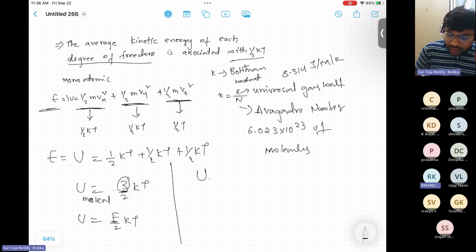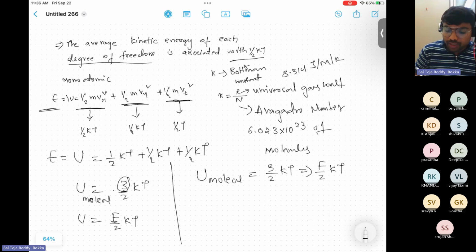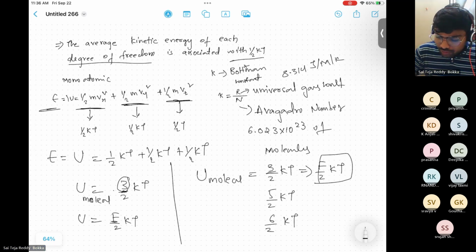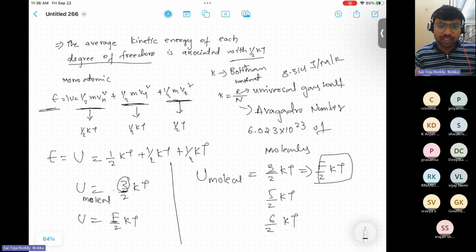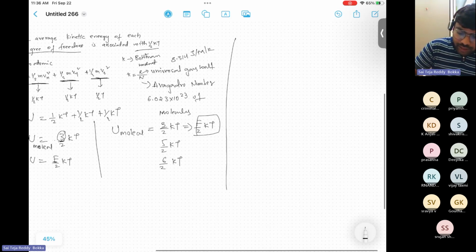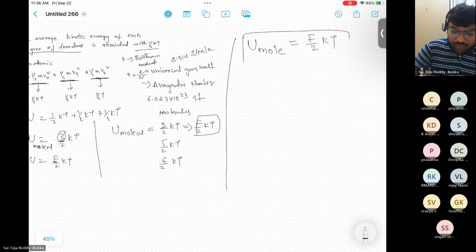So we are talking about a molecule now. The internal energy of a molecule is given as 3 by 2 kT for monoatomic. We could also write f by 2 kT. For monoatomic it is 3, for diatomic it is 5 by 2 kT, for polyatomic it is 6 by 2 kT. Can we write this formula? U of molecule is equal to f by 2 kT. Internal energy of a molecule is given as f by 2 kT. Just write this formula.